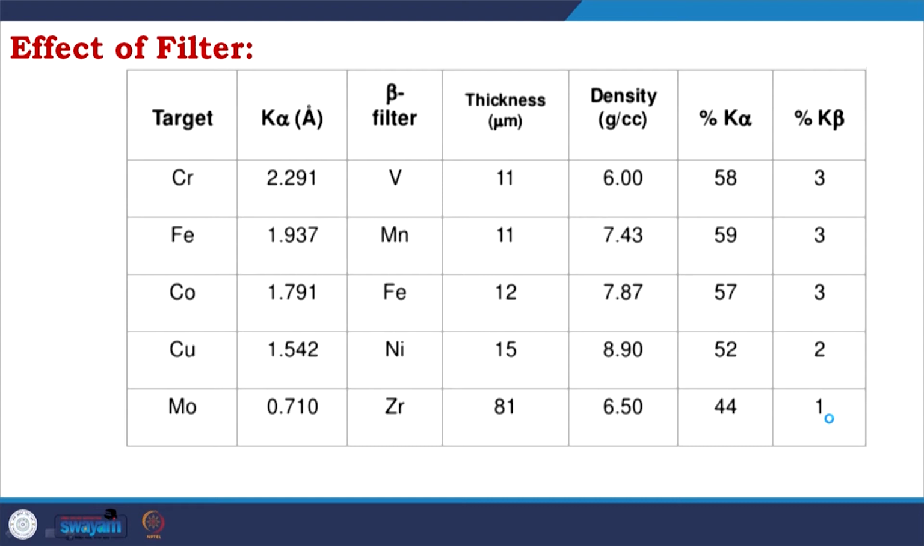You will see where the different metals, chromium, iron, cobalt, copper, molybdenum, are actually filtered using different other metals. And if you see the thickness, in the case of chromium it is 11, iron it is 11, cobalt it is 12, copper it is nickel, which is 15, and molybdenum it is zirconium, which is 81. So, for copper this is nickel, which is 15, and for molybdenum this is 81, nearly 5 times more.